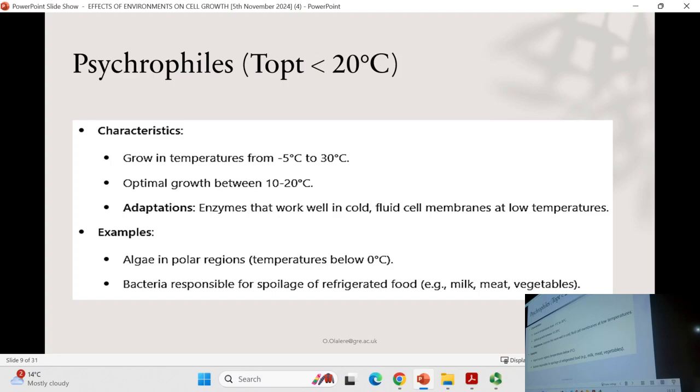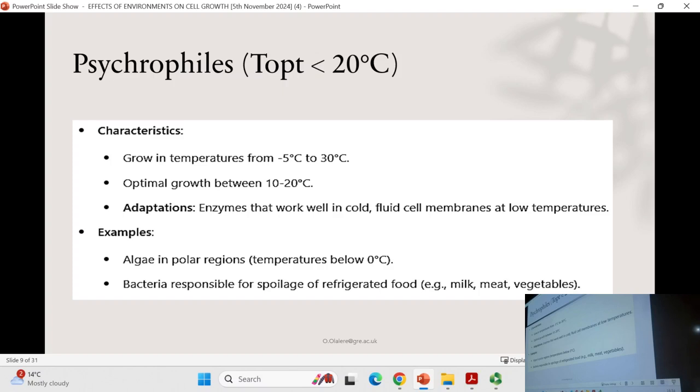So now we have psychrophiles. The characteristic is that growth occurs at temperatures between minus 5 and 30 degrees C. The optimum is between 10 and 20 degrees C. Adaptations include enzymes that work well in cold and fluid cell membranes at low temperature. All the microorganisms under this can work in a cold environment, right? An example is algae in the polar region, which are still okay below 0 degrees C.